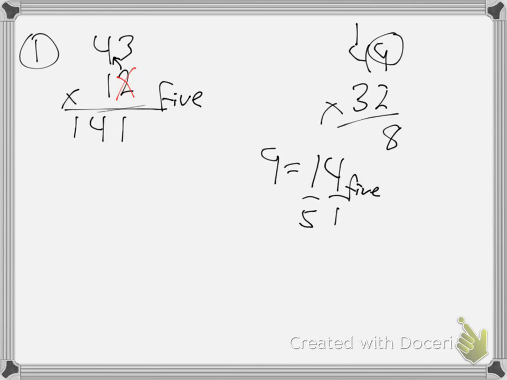To be completely thorough, so I'll just cross off that 2. So now we're going to start with the 1, and we're going to multiply. We'll get rid of that little arrow there. 1 times 3 is 3.